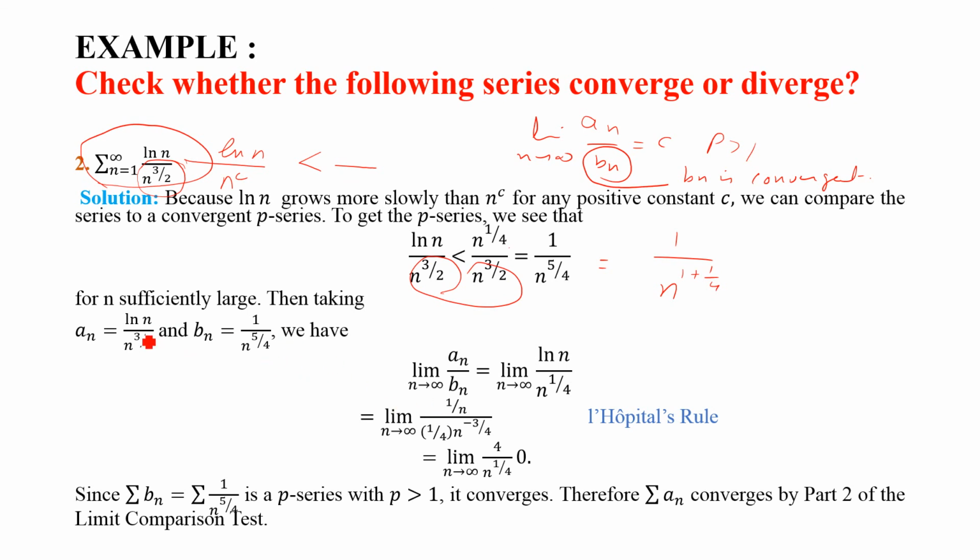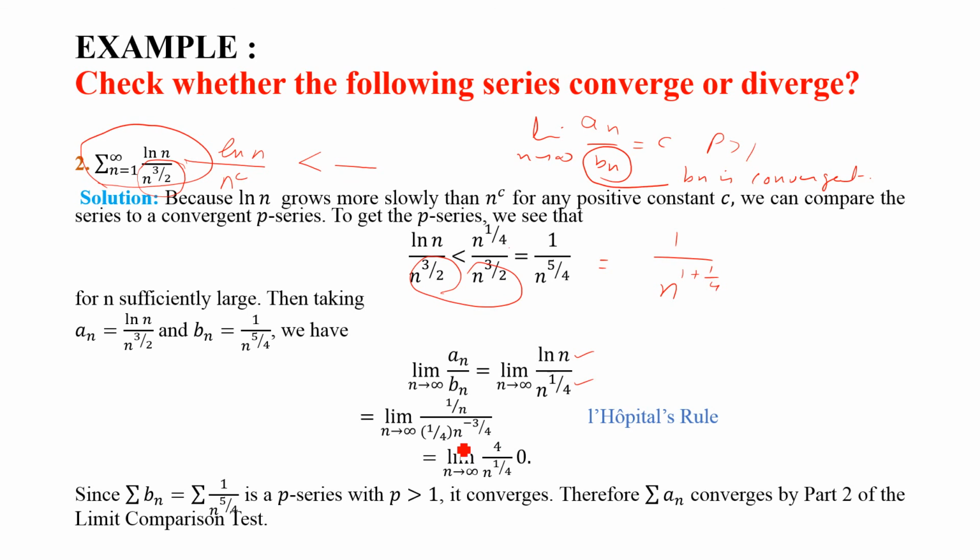So now, taking the limit of an over bn. An over bn is natural log of n over n to the power 1 by 4. Now taking the limit, we have the answer by L'Hopital's rule. In order to apply L'Hopital's rule, you have to differentiate the numerator and denominator both. So by differentiating, the numerator gives 1 over n, and the denominator gives 1 over 4 n to the power minus 3 by 4, right? Okay, now just simplify it.